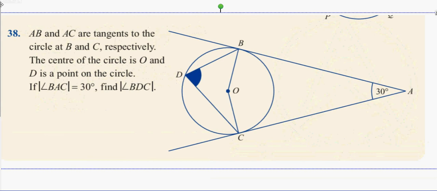Next one. AB and AC are tangents to the circle at B and C respectively. The centre of the circle is O and D is a point on the circle. If angle BAC is 30 degrees, find BDC. Oh lordy. Oh, this is interesting. Alright. I think I have it.